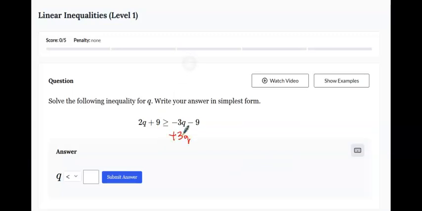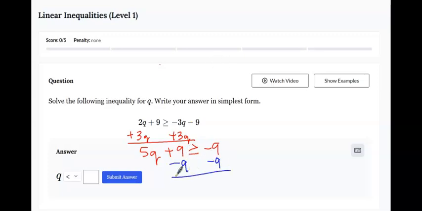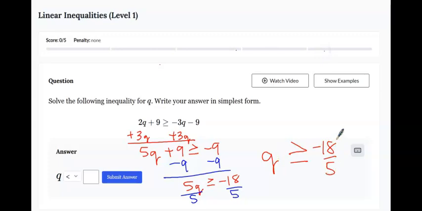I'm going to add 3q to both sides. And now I'm going to subtract 9. In my final step, I'm going to divide by the coefficient, but the number I'm dividing by is positive. Therefore, my inequality will remain the same. It does not change directions. And I can leave my answer in fraction form.